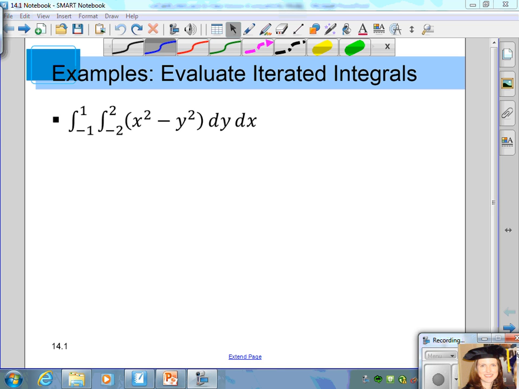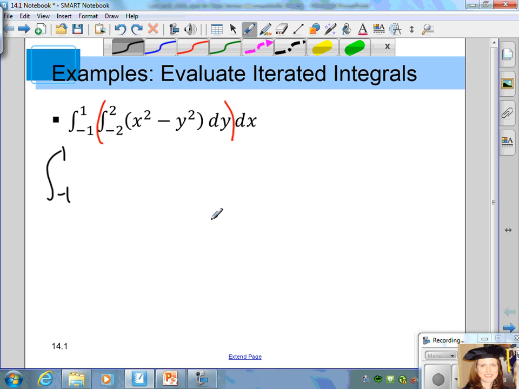In this video of section 14.1, we're going to be evaluating iterated integrals. In this example, our inside bounds of integration, we have the integral from -1 to 1 of the integral from -2 to 2 of x squared minus y squared dy dx. I put parentheses around this inside integral because I want to evaluate that first and simplify before I worry about the outside integral. So the outside integral is from -1 to 1 of all of this, whatever we simplify, dx.